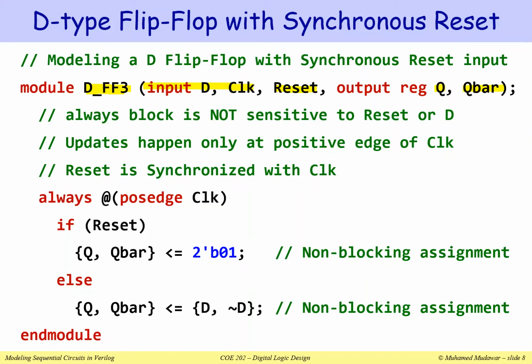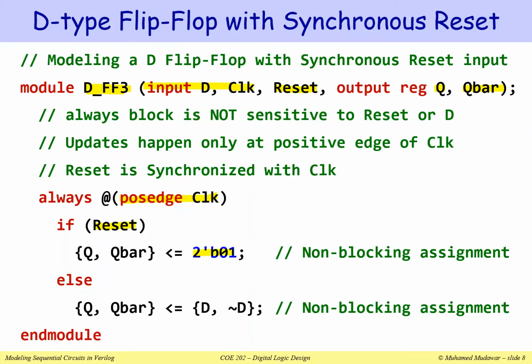So again, at the positive edge of the clock, this is a positive edge triggered D flip-flop, we check the value of reset. So I'm going to write an if statement inside always. If reset is true, is equal to 1, then Q and Q bar will be 0 and 1. So we're going to reset the value of Q. So Q becomes 0 and Q bar becomes 1.